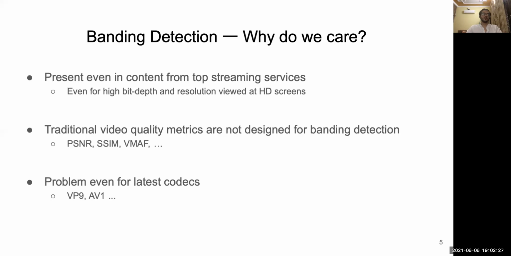Now that we know what banding artifacts are, why do we care about them? These banding artifacts are present even in content from top streaming services and can be viewed on even HD screens when you are viewing high bit depth or high resolution content. Traditional video quality metrics such as PSNR, SSIM, VMAF are not designed for banding detection, and they can't detect the incidence of banding in inputs. Finally, it is even a problem for latest codecs like VP9 and AV1. So in that sense, banding detection is a really timely problem to attack.